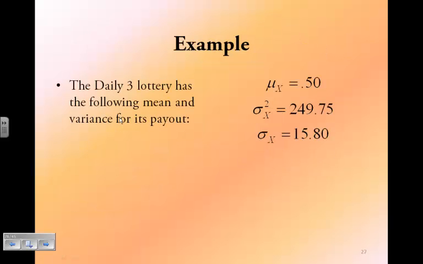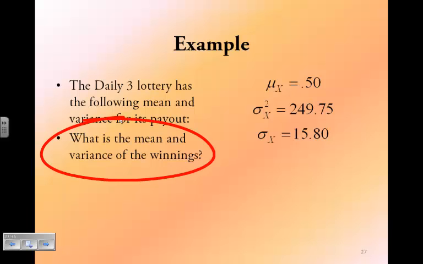So back to our daily 3 lottery. It has the following mean and the following variance. Remember, we calculated these earlier. What's the mean and the variance of the winnings?